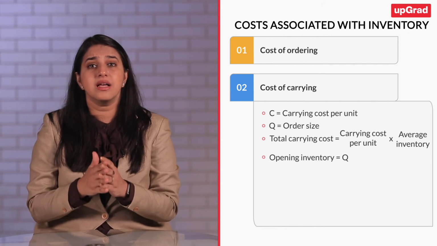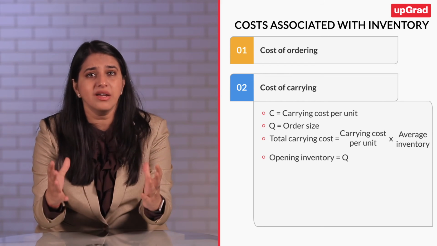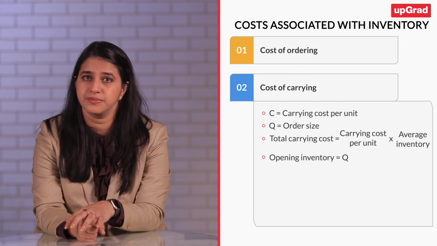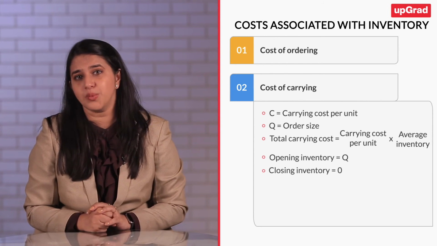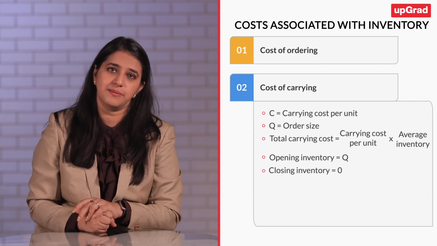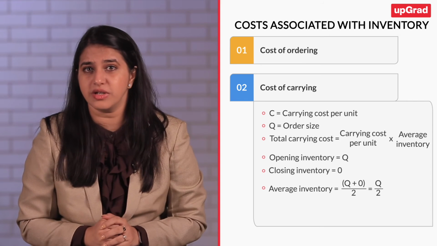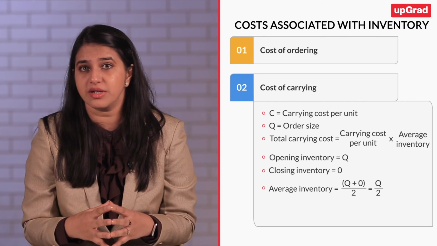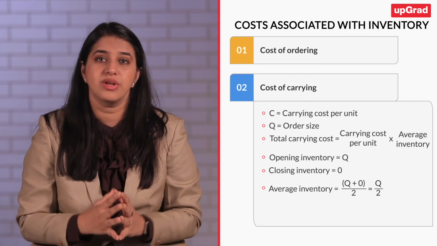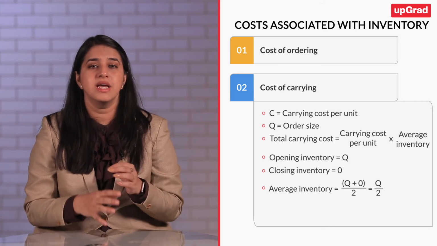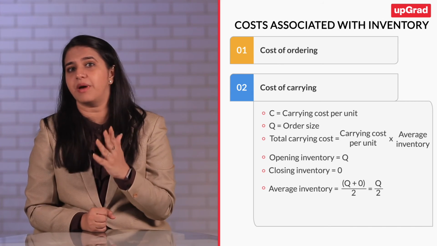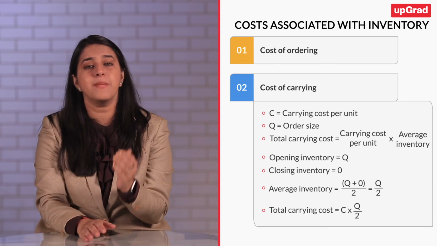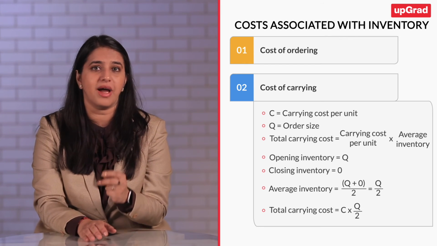In this case, the assumption is that the entire inventory has been used for fulfillment of the order, and thus the closing inventory is 0 or nil. Hence, the average inventory, which is the average of opening inventory and closing inventory, is Q plus 0 divided by 2, or it is equal to Q divided by 2. Thus, the total carrying cost is C multiplied by Q divided by 2.